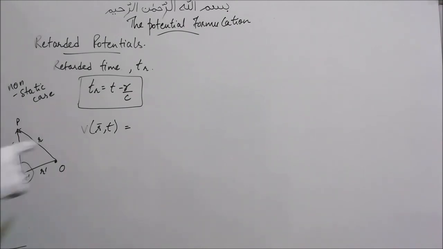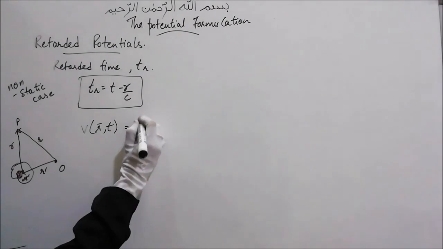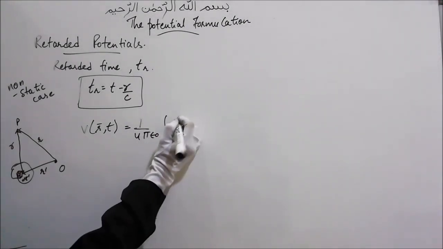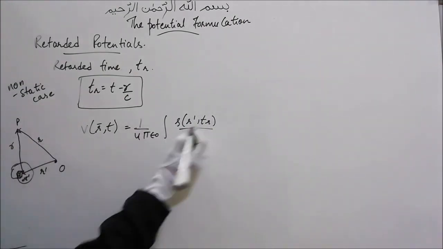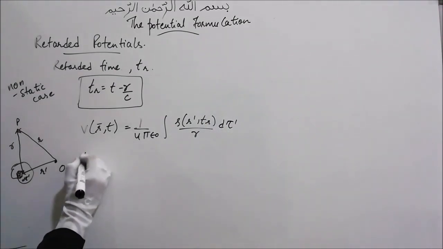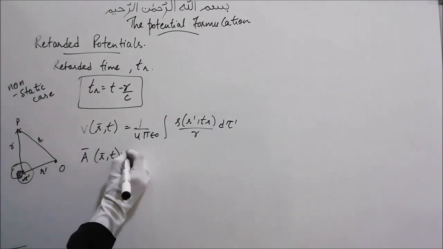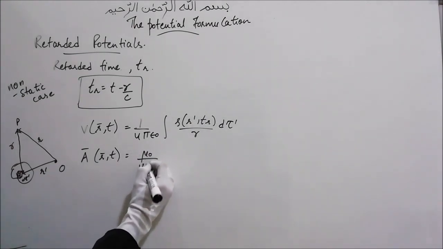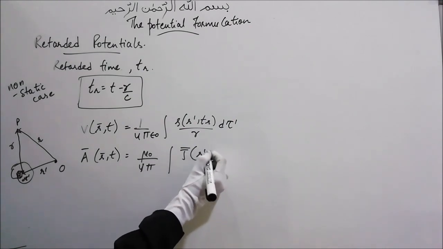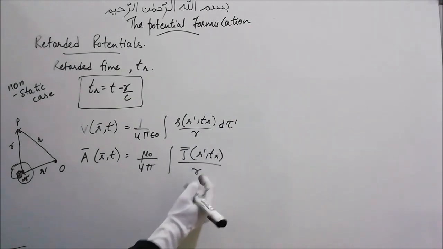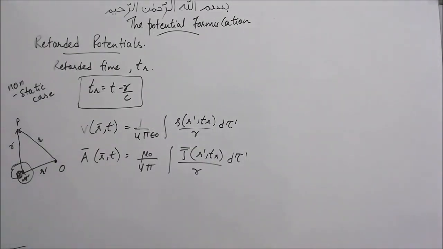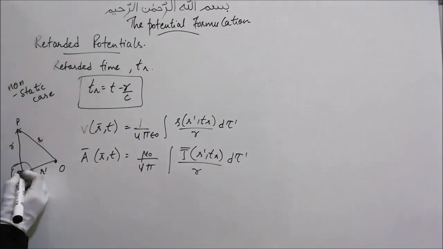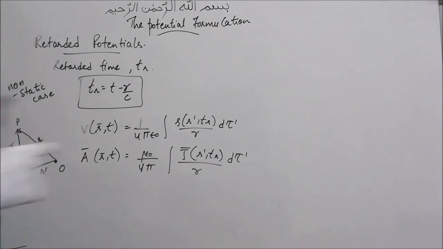Now the retarded potential will be equal to 1 by 4 pi epsilon naught integration rho of r dash, t_r divided by the distance traveled r, d tau dash, and the vector potential A of r, t will be equal to mu naught upon 4 pi integration J bar of r dash, t_r divided by, again, the distance the news traveled, d tau dash, where rho of r dash, t_r is the charge density at this position r dash at the retarded time t_r, not the present time but the retarded time t_r.